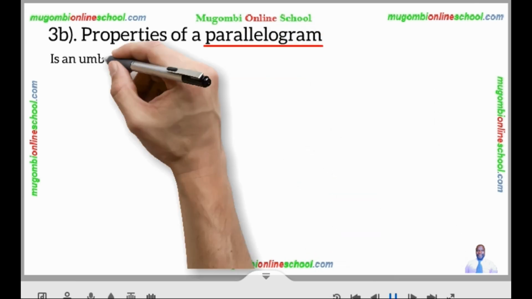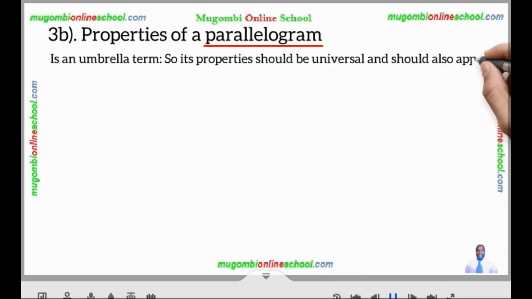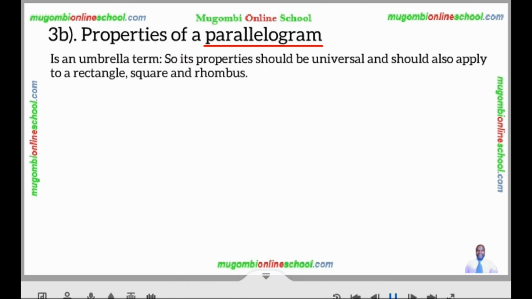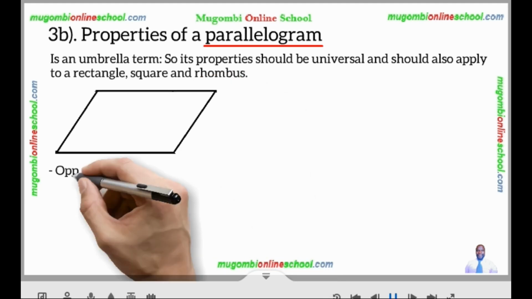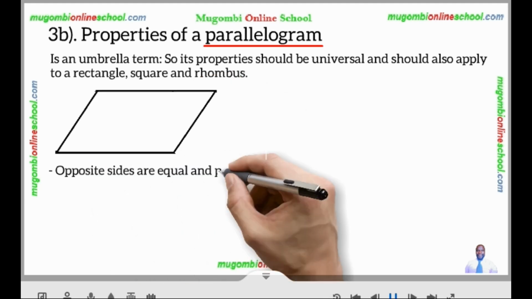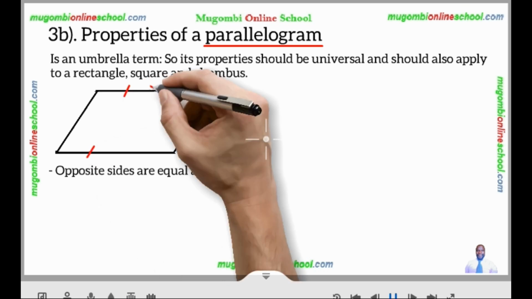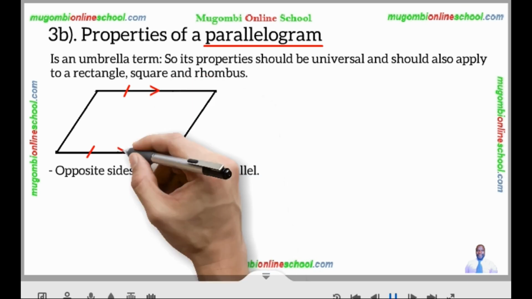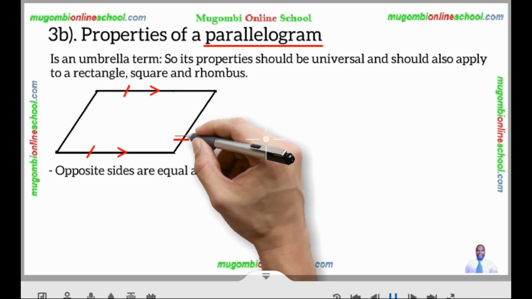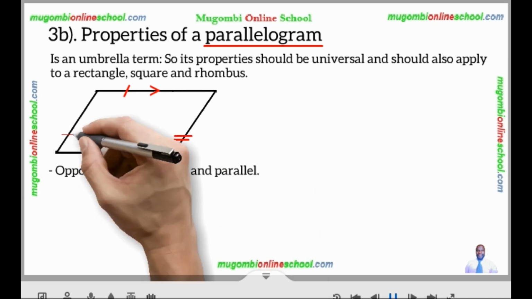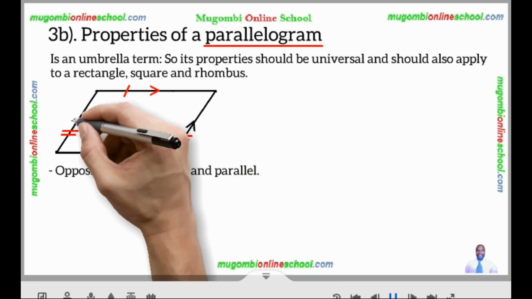A parallelogram is an umbrella term, so its properties should be universal and should apply to a rectangle, square, and rhombus, since they are all parallelograms. A general parallelogram has this property: opposite sides are equal and parallel. This side is equal and parallel to this one, and this side is equal and parallel to this one.